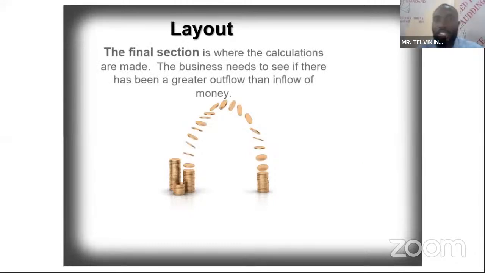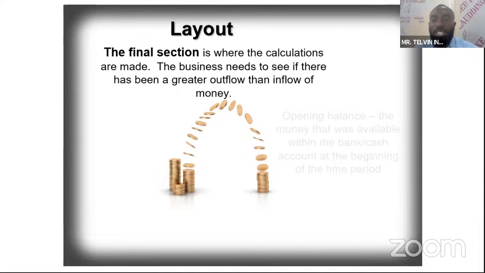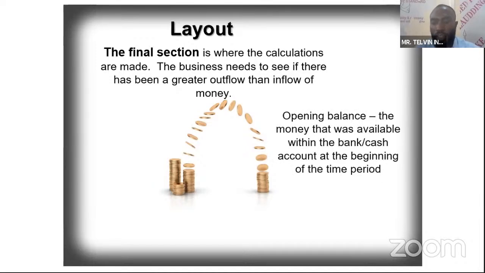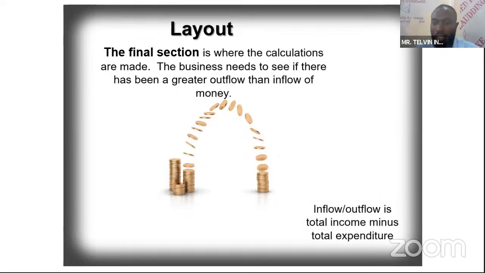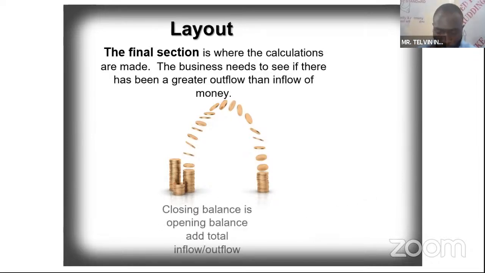So the final section is where the calculations are made. The business needs to see if there's been a greater outflow than inflow of money. The opening balance is part of the final section. The closing balance is also part of it. Then your inflow and outflow is total income minus total expenditure. So your closing balance is the opening balance, add total of inflow and the outflow.